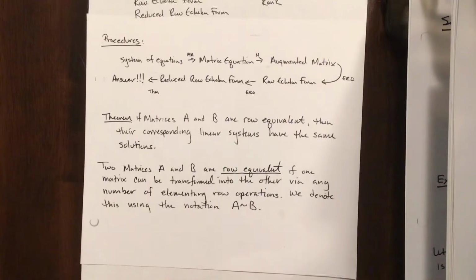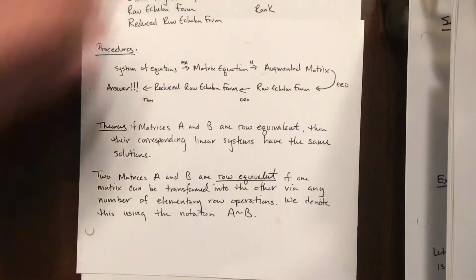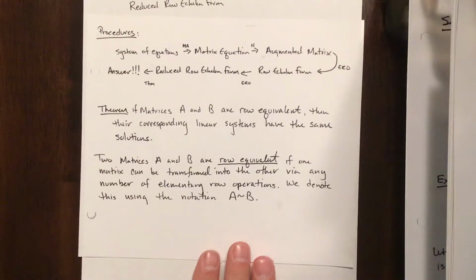So, two matrices A and B are row equivalent if one matrix can be transformed into another via any number of elementary row operations. And you're going to denote that A tilde B. Okay? And think of like similarity, A and B are similar. Well, I shouldn't say similar because that means something a little bit different. But A tilde B is how we denote row equivalent matrices.